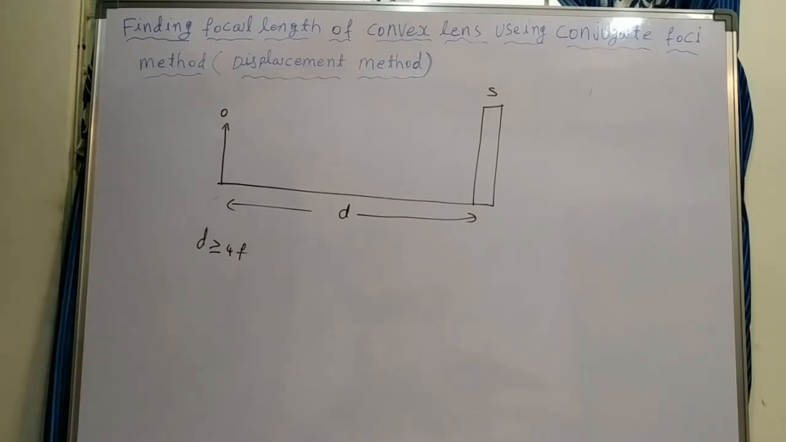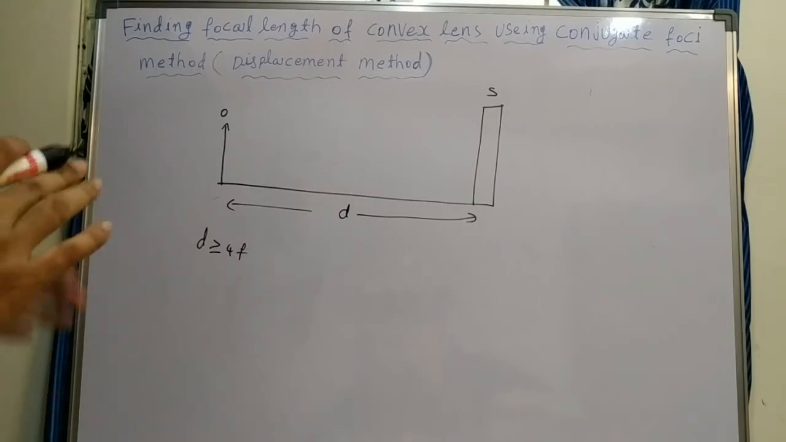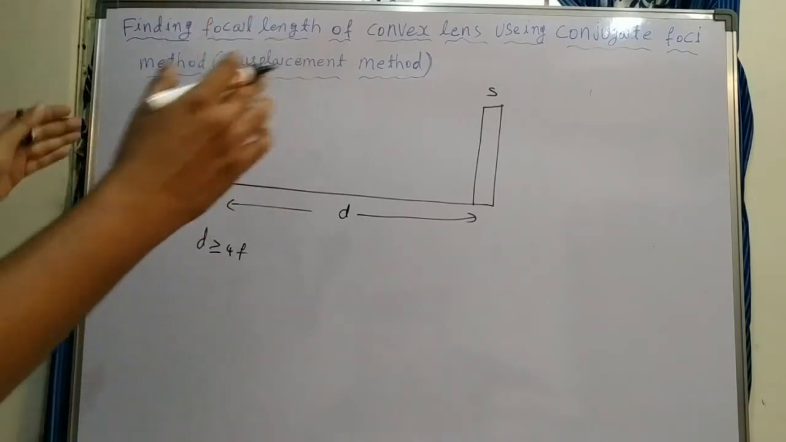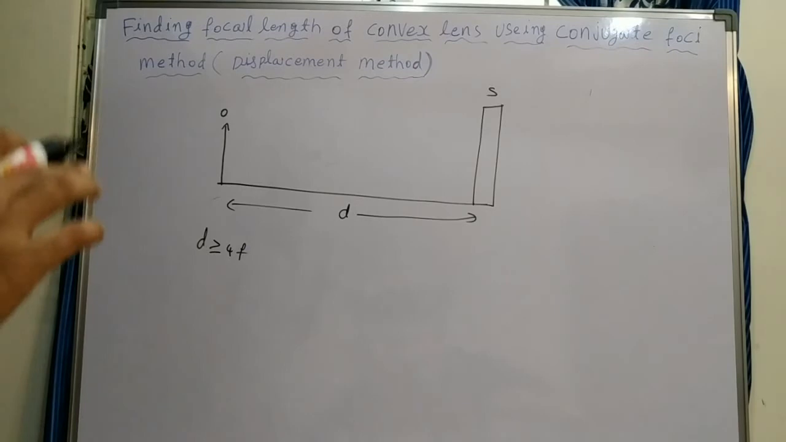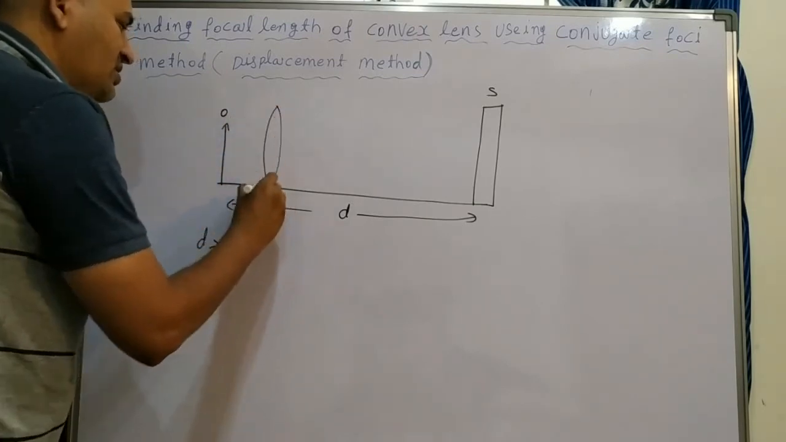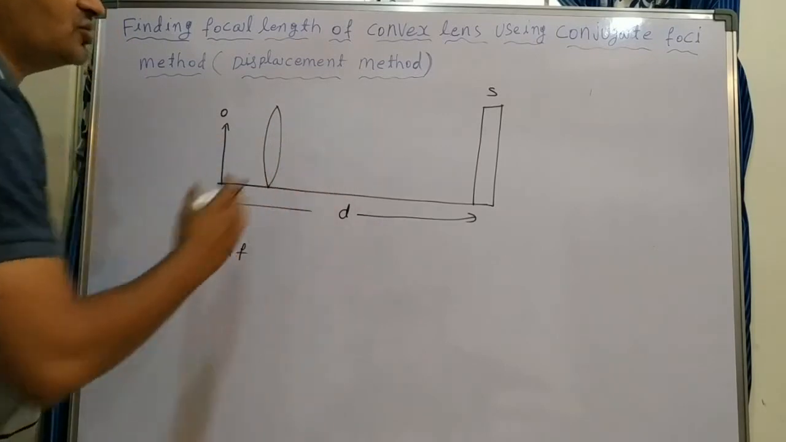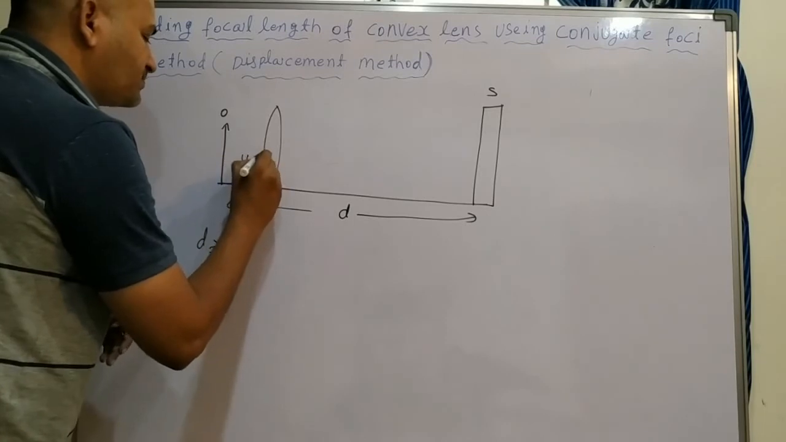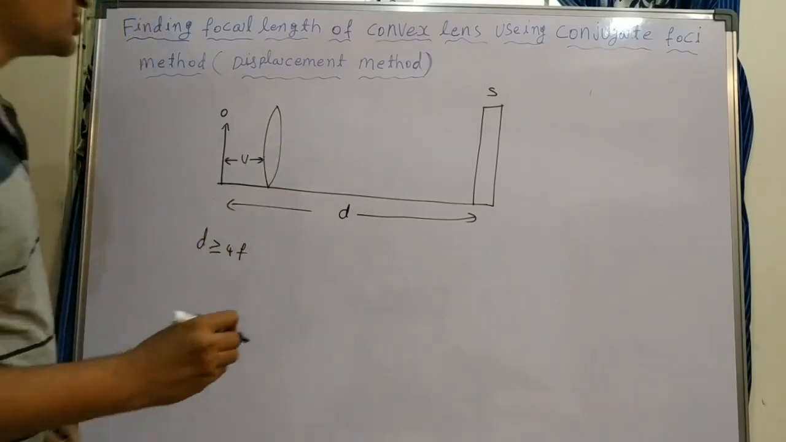Why? Because if the distance between object and image is less than 4f, it is not possible to get a real image. A real image forms only when the distance between the real image and the object is at least 4f. So they keep it like this, because they arrange a screen, and you must get a real image to catch it on the screen. They keep a lens at a particular distance and start moving the lens from the object to the screen. At a particular position, take the object distance as u, and here the image distance is v.